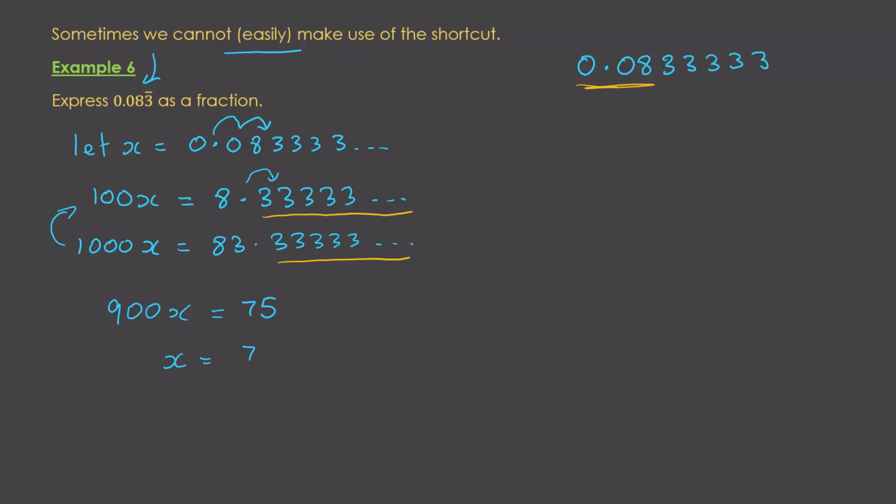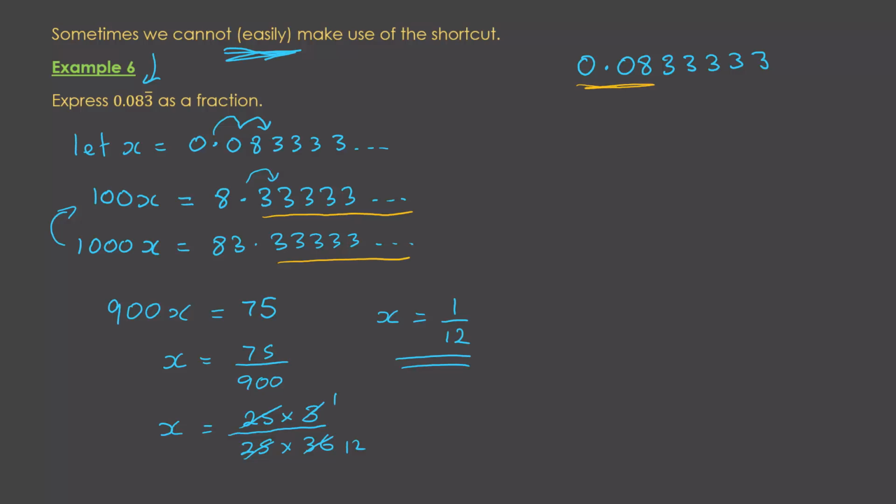And so x is going to be 75 over 900, which we can cancel down. 75 is 25 times 3. Now there's 4 25s in 100, so 900 would be 25 times 36. So 25s go, and in fact 3 and 36 also cancel, and so this is 1/12.